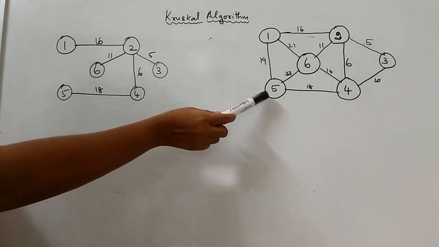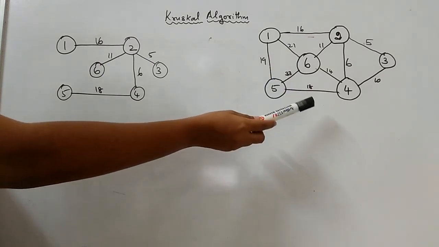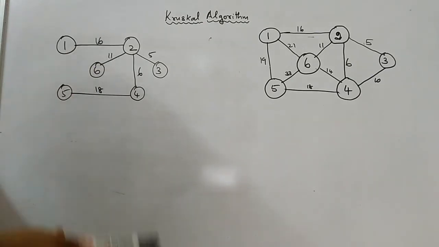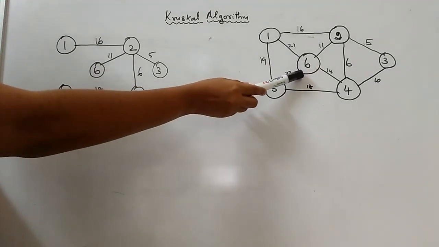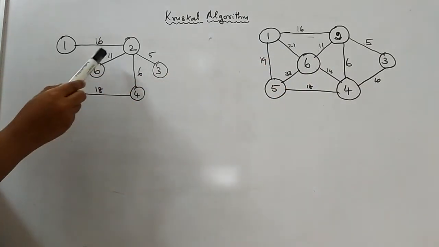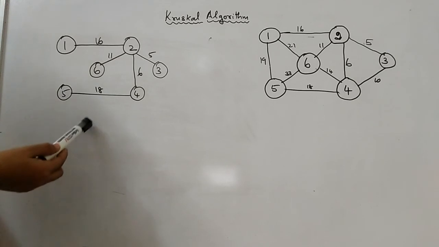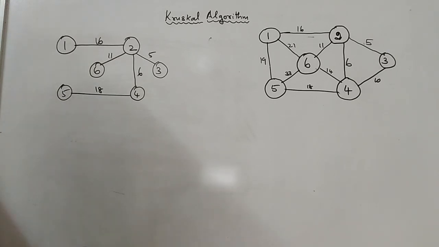And for 5, what are all the weightages? 19, 33 and 18. Which one is the minimum? 18. So 18 is also covered here. While considering the vertex 6, 33, 21, 11 and 14. So 11 is the minimum one. It is also covered here. So what I am concluding here is, it's a spanning tree of minimum cost. We have derived these things by using Kruskal's algorithm. This is a methodology of tracing the minimum cost spanning tree.